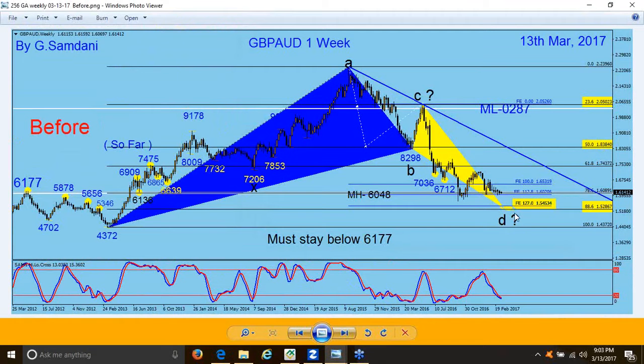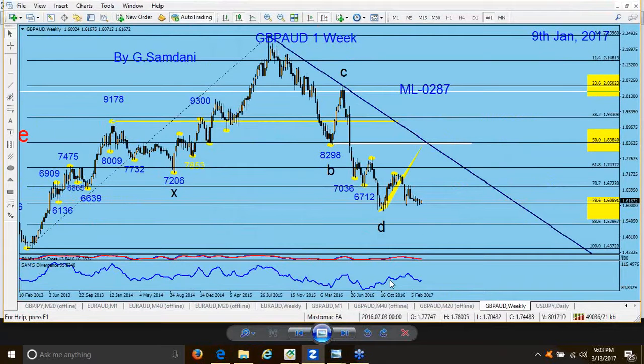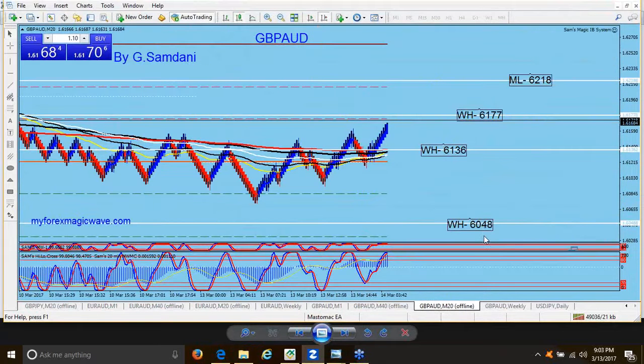You see that? The target is here. Okay, this is a bad pattern. It's nicely formed, and this is the target. So it needs to come down here. I made this chart today. So I'm expecting more to the downside, and the key number is 60.48. Where is 60.48 on my entry charts? There are 60.48. Okay, above is 61.71.